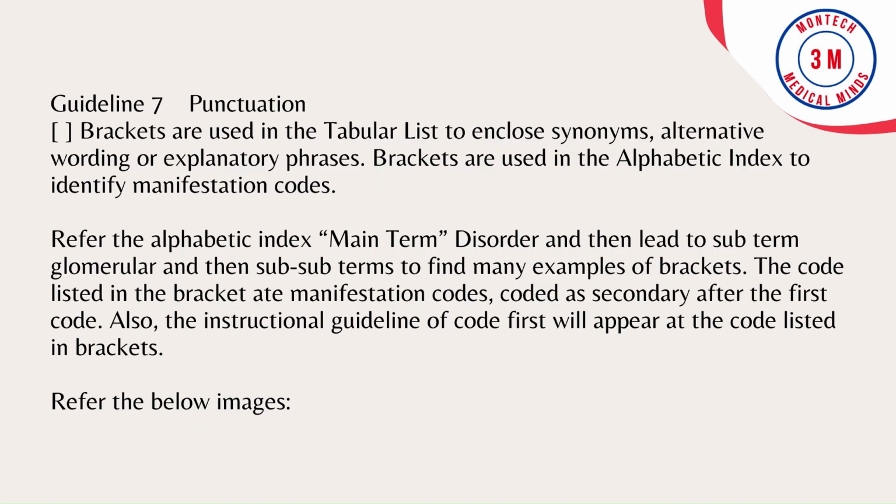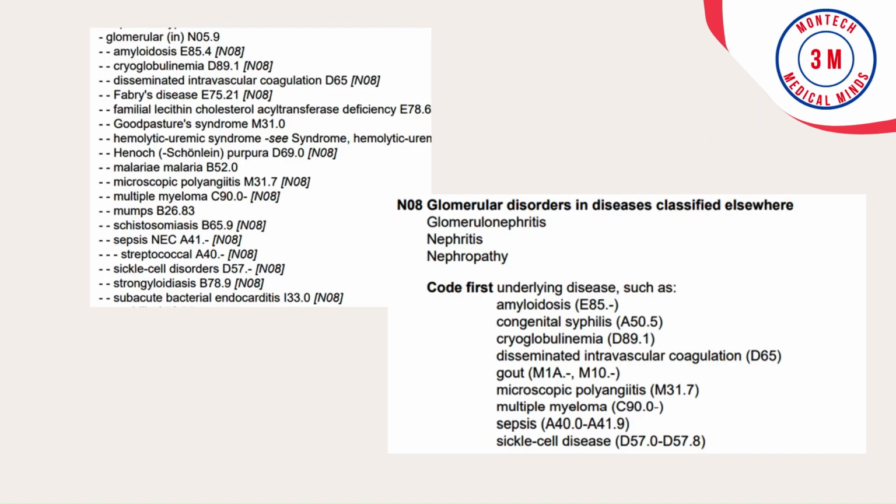Guideline 7, Punctuation. Brackets are used in the tabular list to enclose synonyms, alternative wording or explanatory phrases. Brackets are used in the alphabetic index to identify manifestation codes. Refer to the alphabetic index main term Disorder, then the subterm glomerular, and then its subterms to find many examples of brackets. The code listed in brackets is a manifestation code, coded as secondary after the first code. Also, the instructional note of code first will appear at the code listed in brackets. Refer to the below images.